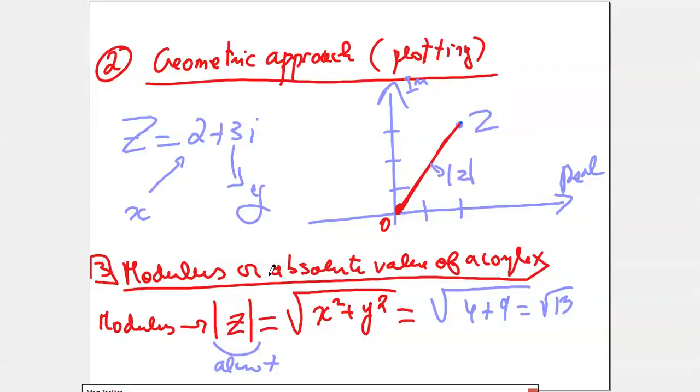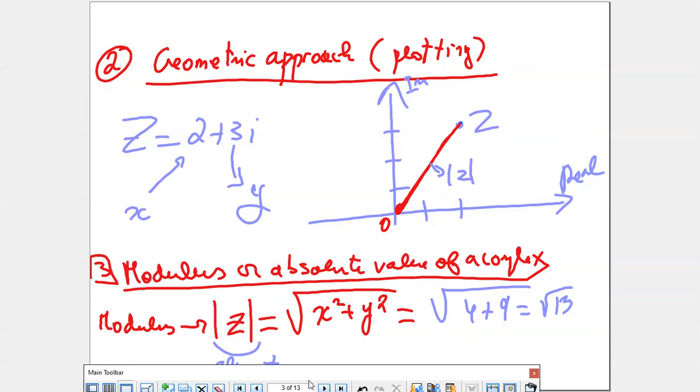It's x minus x0 here, and x0 is 0. So the modulus of a complex number, you know that it's all the time positive. The formula is radical x squared plus y squared. If I want to do it here, it's radical 13. It means the distance between O and the complex number z is radical 13 units.